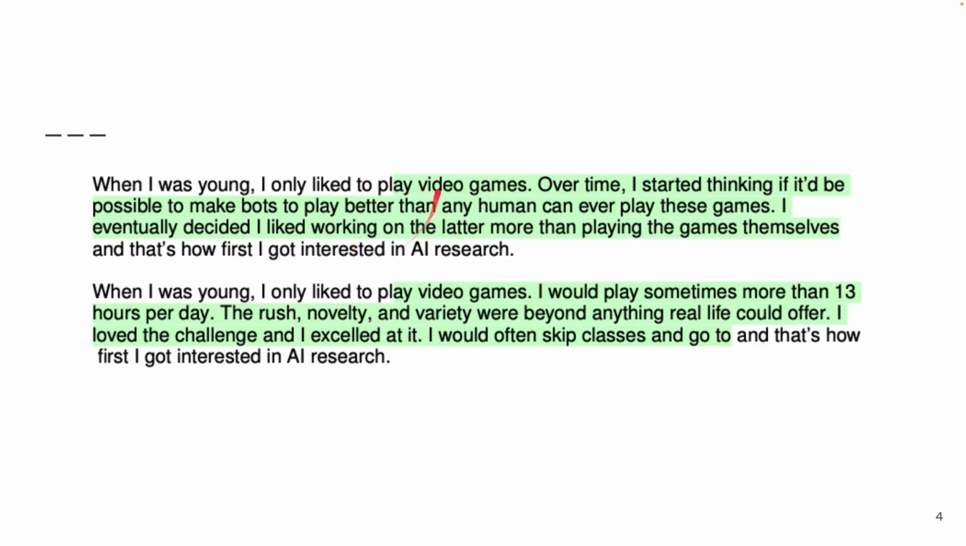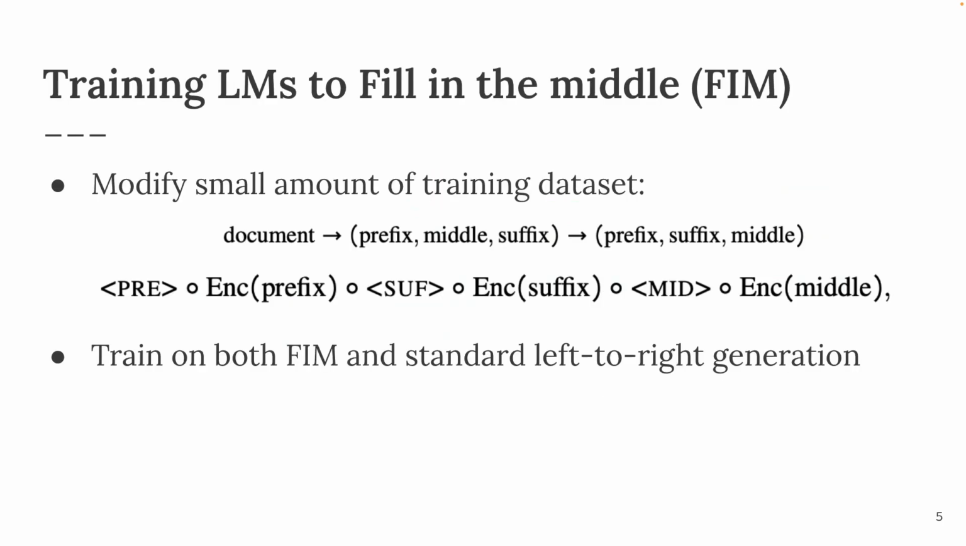And here we have, I think, an example that was successful using a model created in the paper, where this example makes sense, but this one doesn't. It shows a difficult case where the model generated "I would often skip classes and go to, and that's how I first got interested in AI research." And actually this doesn't make sense. It doesn't really fit in anymore with the content. So what are some of the key findings of this paper?